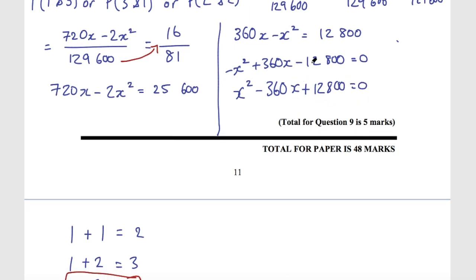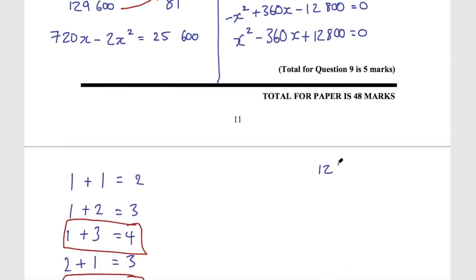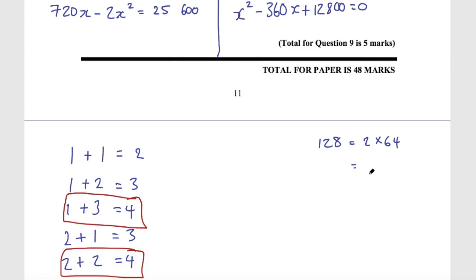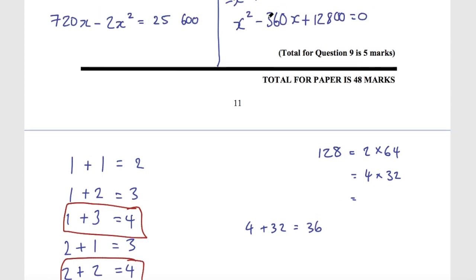And now we need to try to factorize this. Let's make it a little bit easier for ourselves. Instead of looking for the factors of 12,800, let's look for the factors of 128. So 128 could be 2 times 64, 3 doesn't go, 4 times 32, I've just halved that and doubled that, and I've just noticed something. Have you noticed it as well? 4 and 32, that makes 36, and I'm looking for 360. So how can we relate these factors to 12,800 and 360?